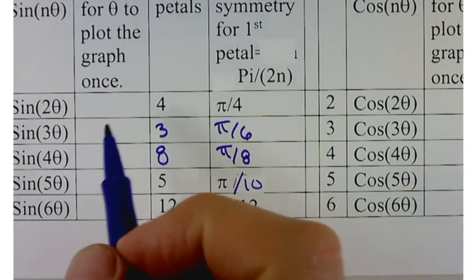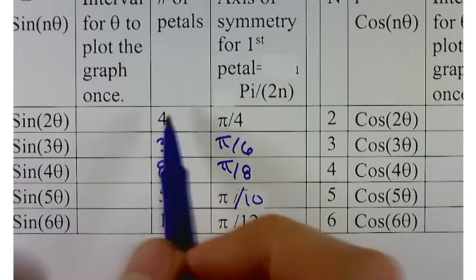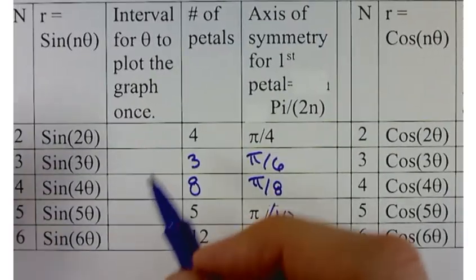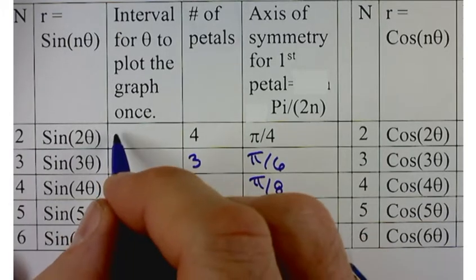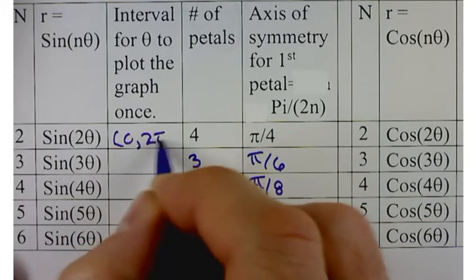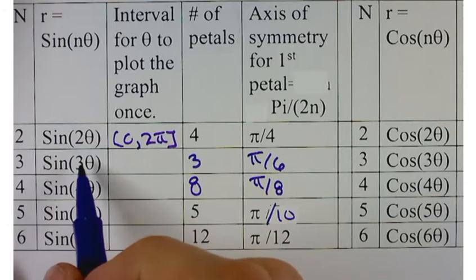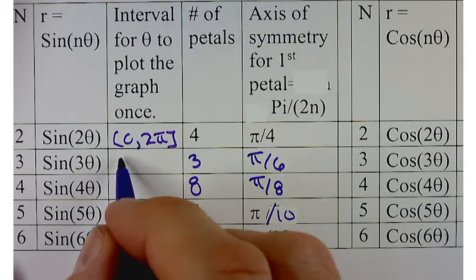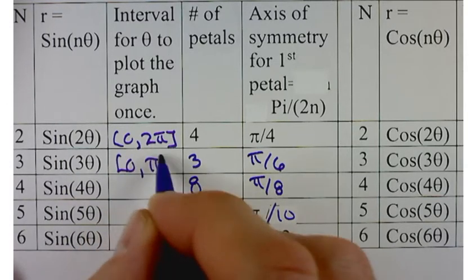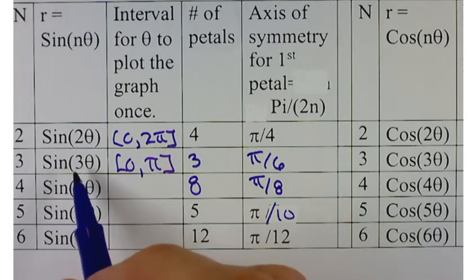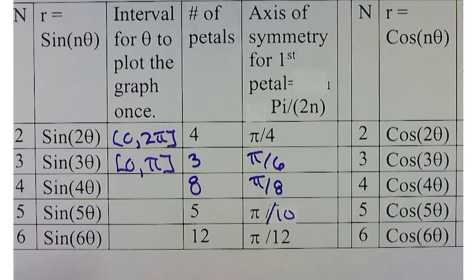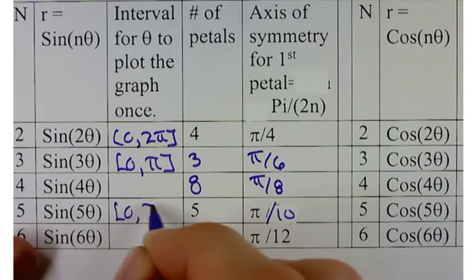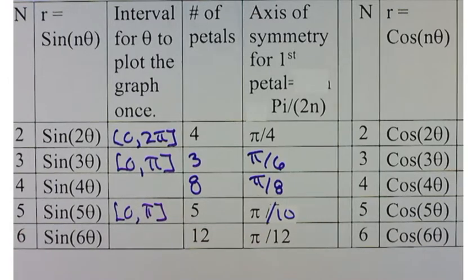The other thing that's useful to know is how far you have to go to get this graph plotted once. Now, it's basically going to be one of two things. It's going to be 0 to 2 pi if you're talking about an even value of theta, and 0 to pi if you're talking about an odd value in front of theta. So 0 to pi, etc.